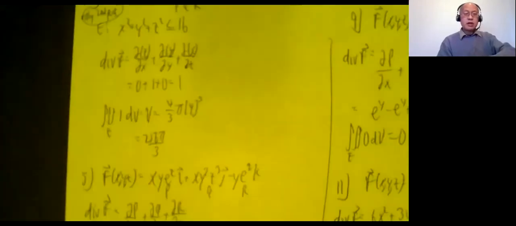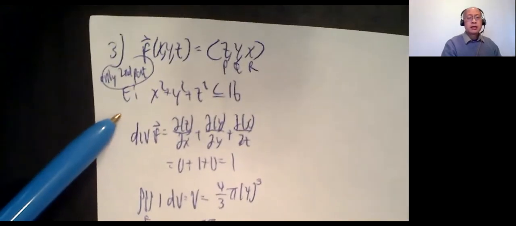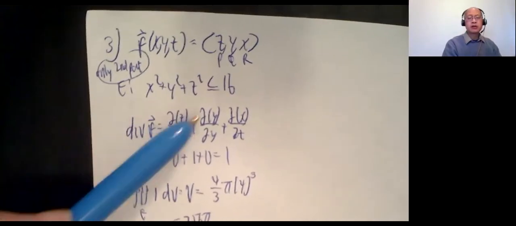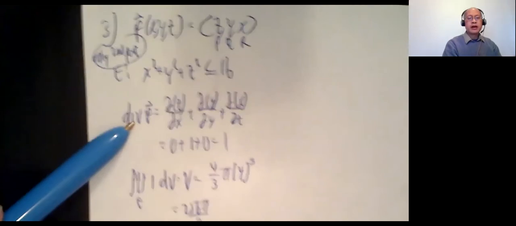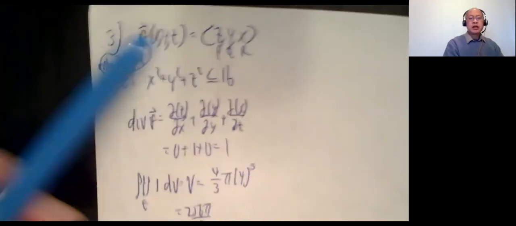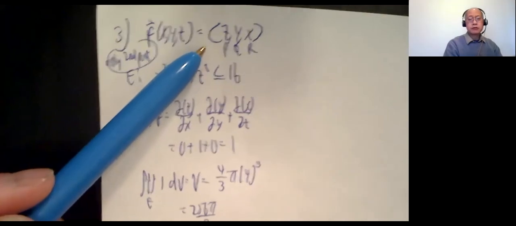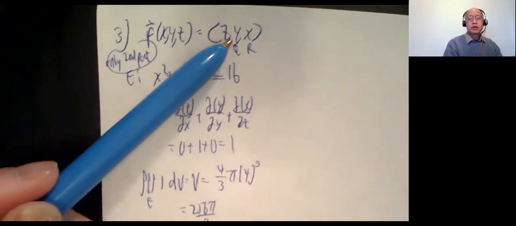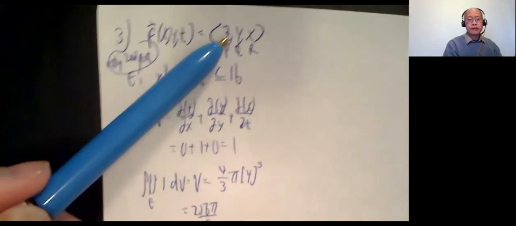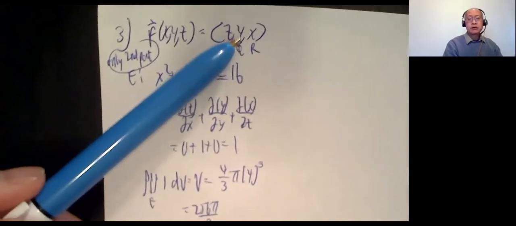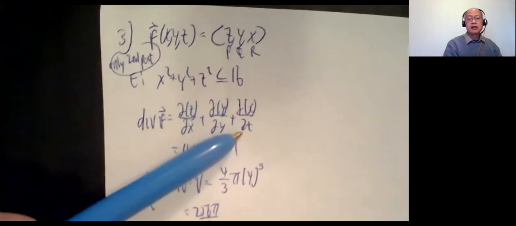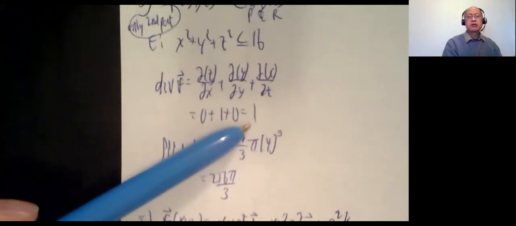Okay, so problem number 3. F of x, y, z is z, y, x. That's P, Q, and R. And the region E is x squared plus y squared plus z squared less than or equal to 16. That's a sphere, center at the origin, radius 4. So the divergence of F is real easy. By definition, it's the partial of P with respect to x, which is 0. There isn't any. And the partial of Q, y with respect to y, the derivative of y with respect to y is 1, plus the partial of z with respect to x, there isn't any. So that's 0. So I have 0 plus 1 plus 0 equals 1.